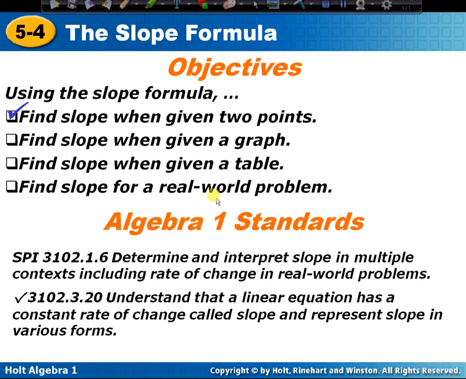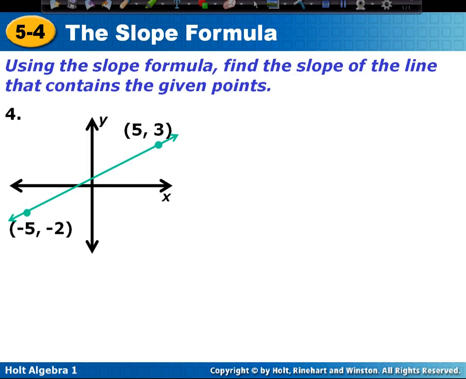All right, so now we've covered our first objective, finding slope when given 2 points, and now we're going to find slope when given a graph. All right, this is number 4. We're going to use the slope formula to find the slope of a line at given points. And again, yesterday we learned how to count the rise over the run given a graph, but today we're actually going to use that slope formula.